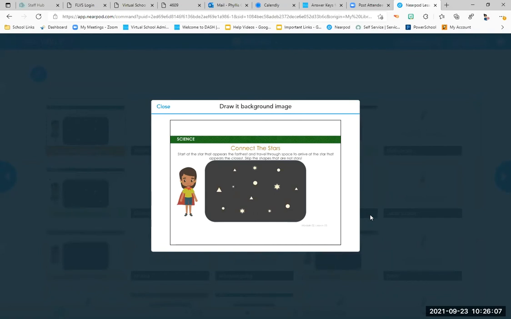Okay, so you're going to connect the stars starting from the farthest away all the way to the closest. But do not connect the circles or the triangles. They're not stars. Okay, it's almost like a little maze.